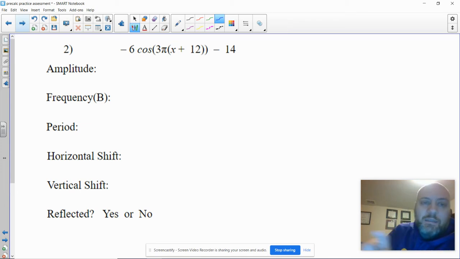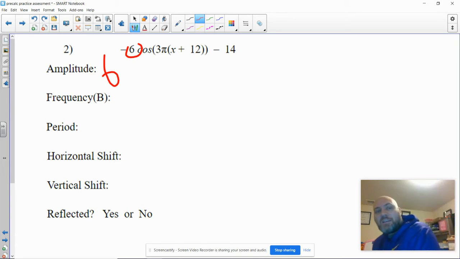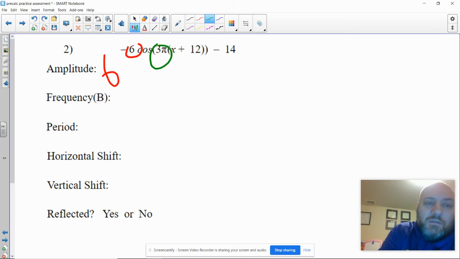Second problem, again, first number is my amplitude. So it is 6. This is always positive. The negative out front determines whether it's been reflected over the x-axis. So your amplitude is 6. It is not -6, always positive 6. My b value is 3 pi.